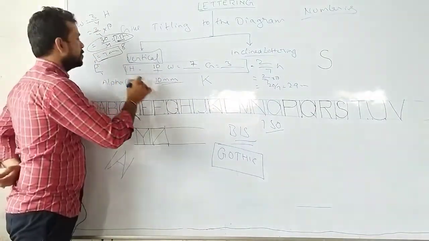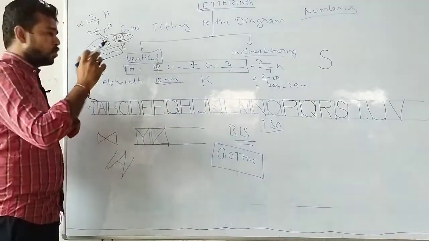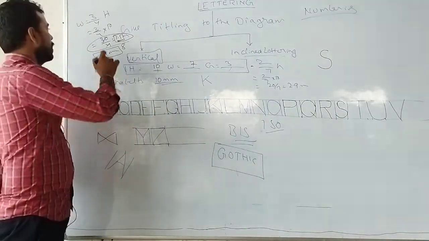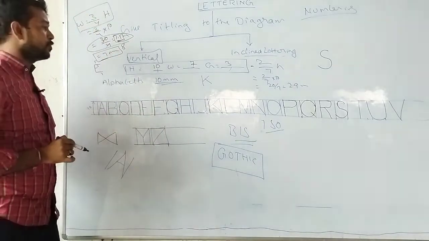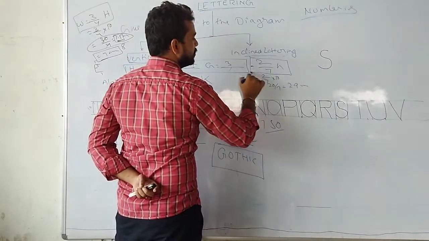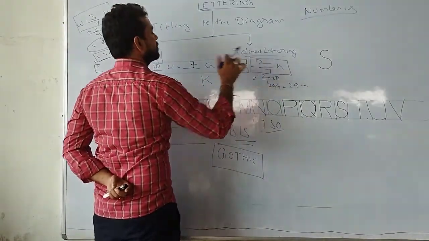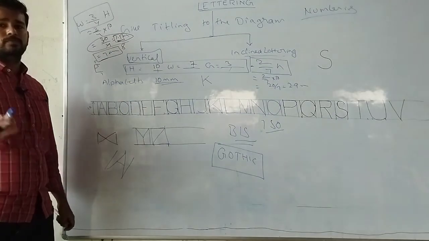See, the height is 10 mm, the width is 7 mm and the gap is 3 mm. So how will you take this? You have a formula. To find the width of the alphabet, 3/4 h. To find the gap between two alphabets, 2/7 h. Now you got it. Please note it down.